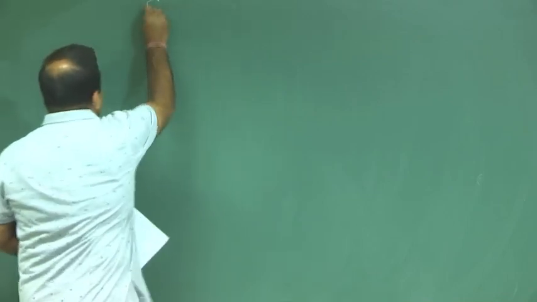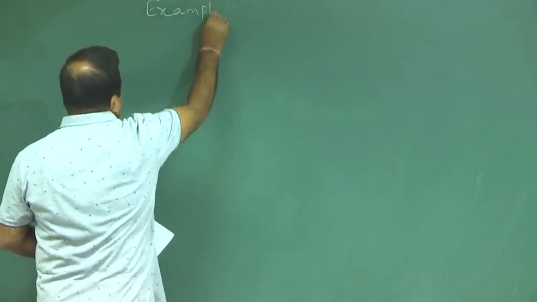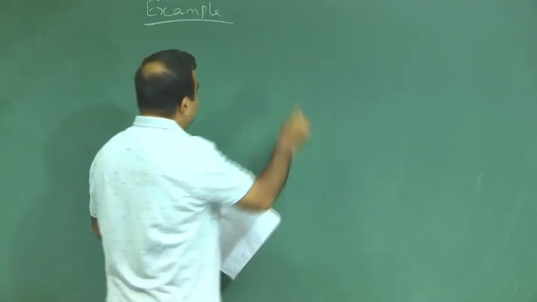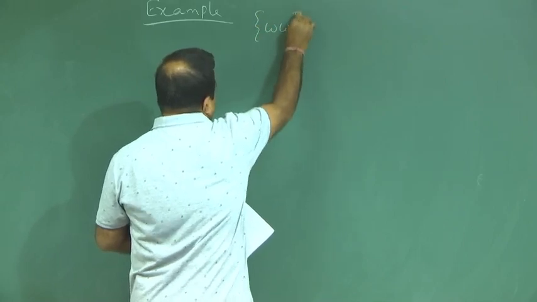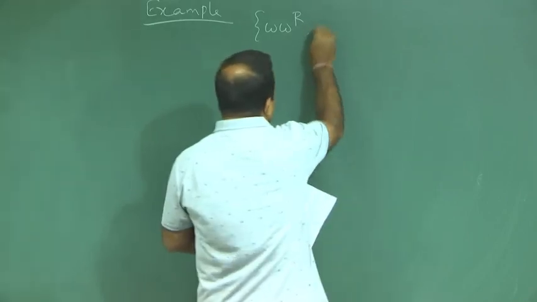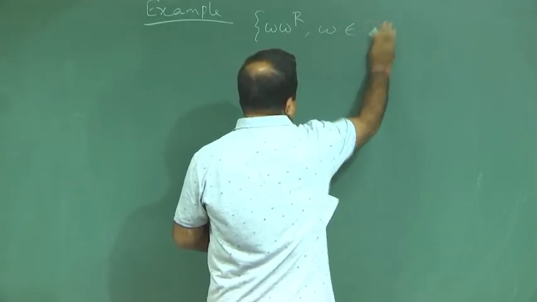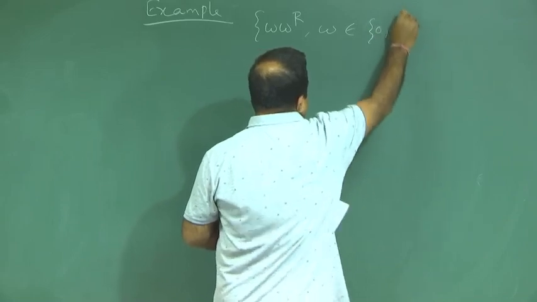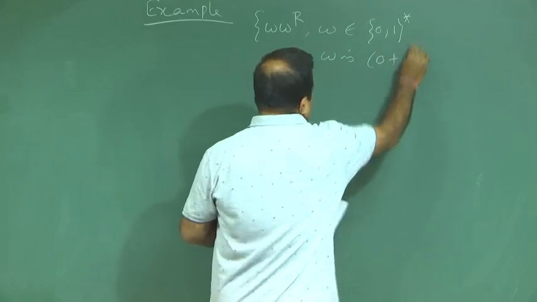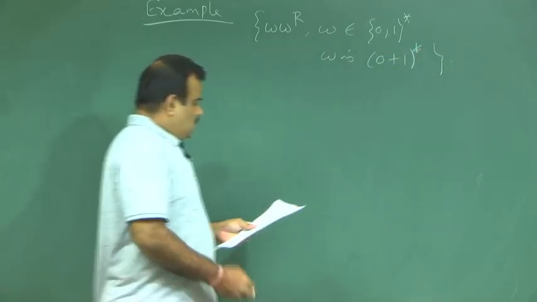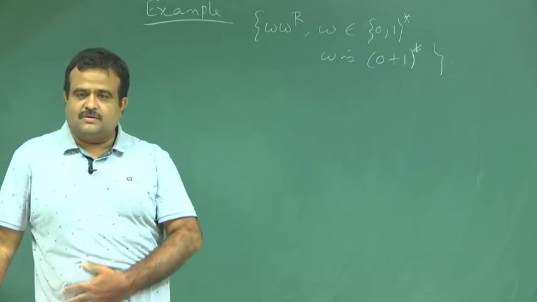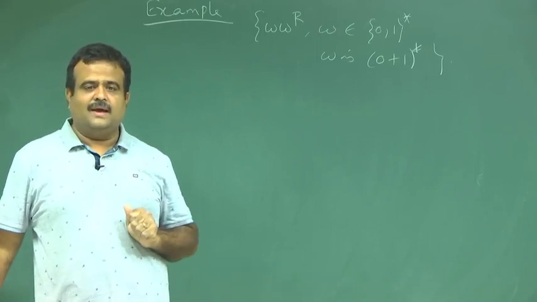So, let us take an example. We want to construct a PDA that accepts W W^R, a palindrome basically. Here W is in (0+1)*. We would like to construct a PDA which is going to accept this language in terms of the empty stack.